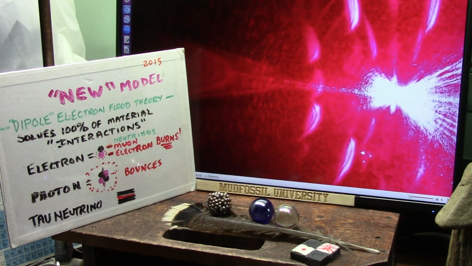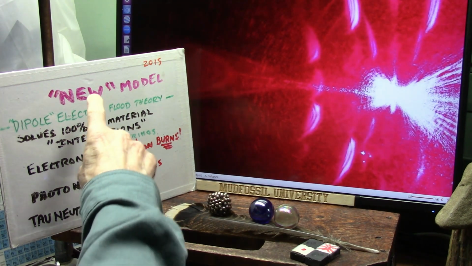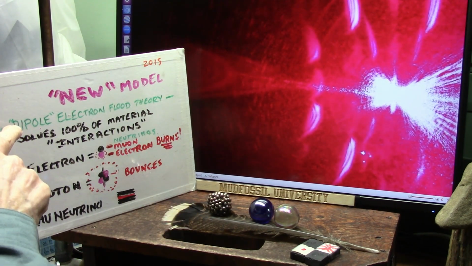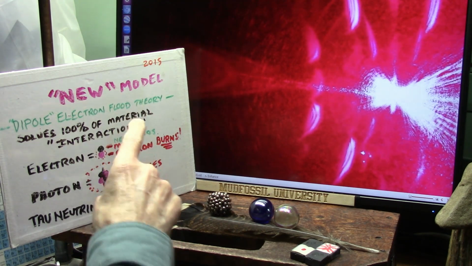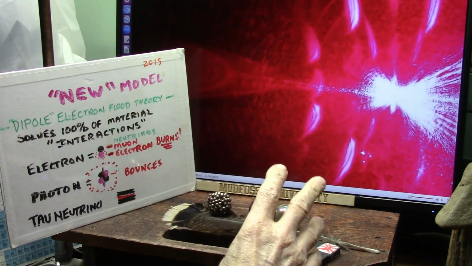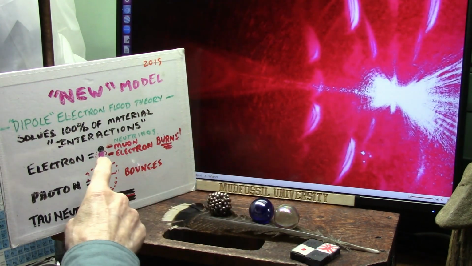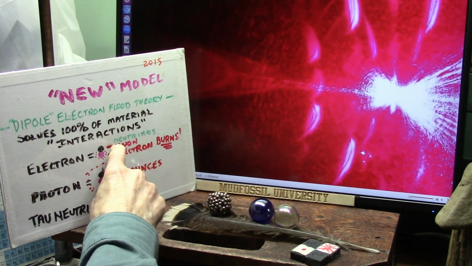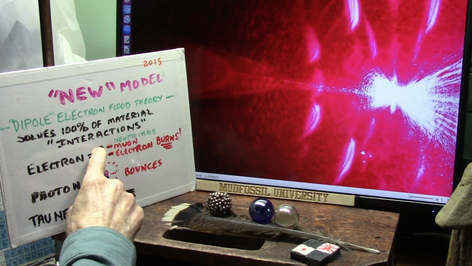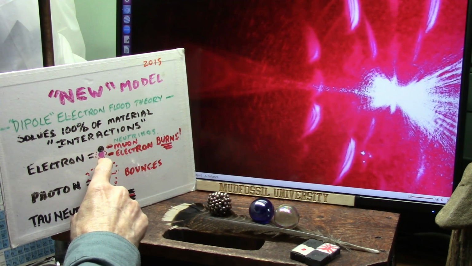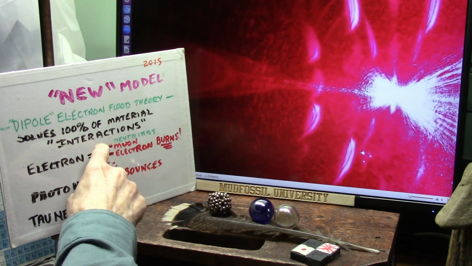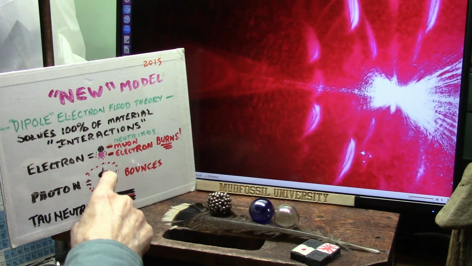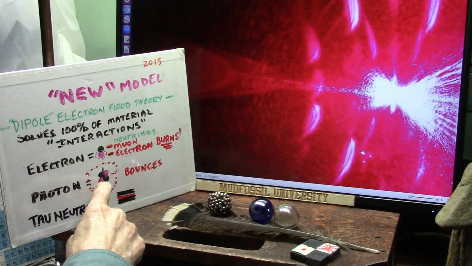Okay, so she said we need a new model. Here it is right here. The new model is dipole electron flood theory. That means there is nothing but electrons, but they are dipoles. And the dipole electron is made of neutrinos. All right, a muon and an electron neutrino. Nothing more than a bar magnet. All right, two of these together make a photon.